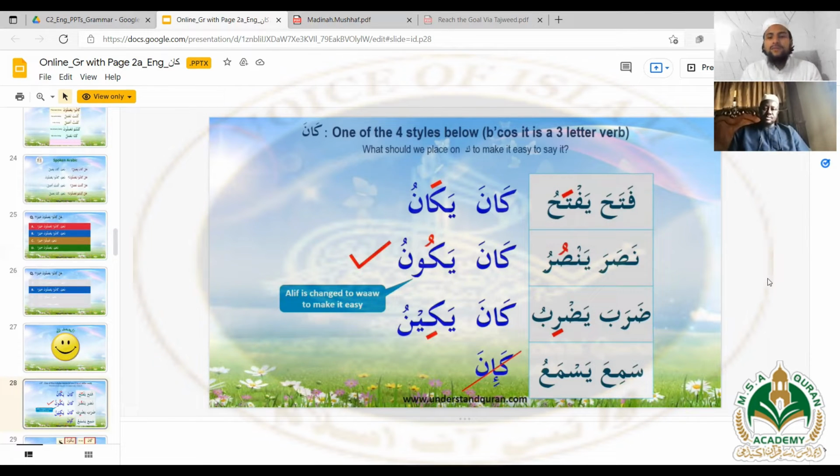Kana is one of the four styles below because it is a three-letter word. So what should we place on the kaf to make it easy to say? Kana yakanu, or kana yakunu, kana yakinu, not kaina. Kaina is nothing; it can't come on the pattern of samia. So they preferred it on the pattern of nasara yansuru. Kana yakunu. The alif is changed to waw to make it easy. It was kana, it became yakunu. Yakunu is a keyword of mudari'.